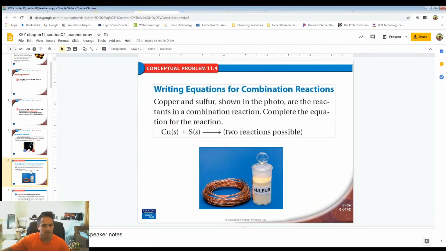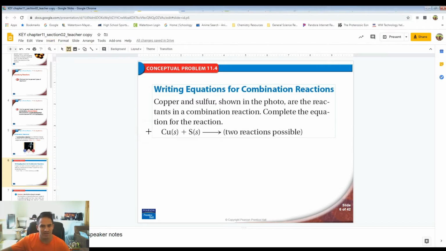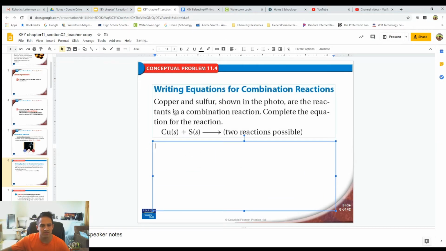All right, so here's an example problem. So it says copper and sulfur are shown in the image, which I just deleted, and they are the reactants in a combination reaction. Complete the equation for the reaction. And it does say 2 reactions possible. All right, so we are going to have copper reacting with sulfur. So Cu, and then it's a solid. Okay, the S in parentheses just means it's a solid. Reacting with sulfur. And there's 2 reactions possible.